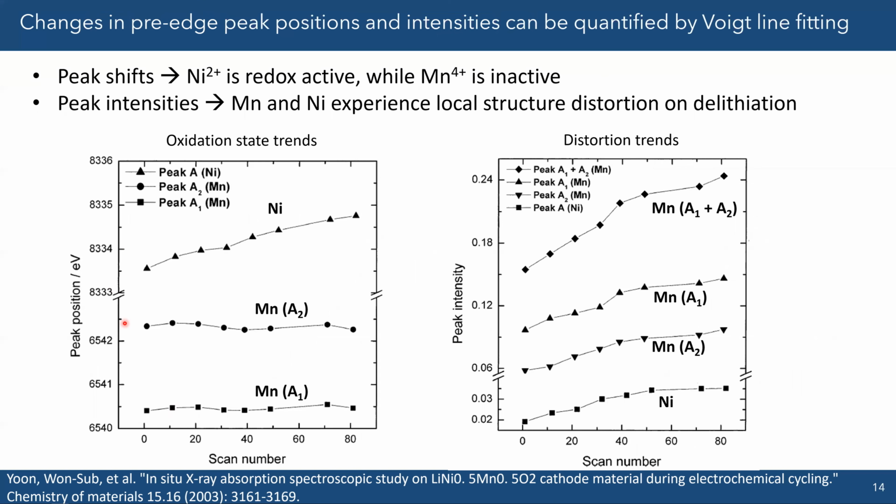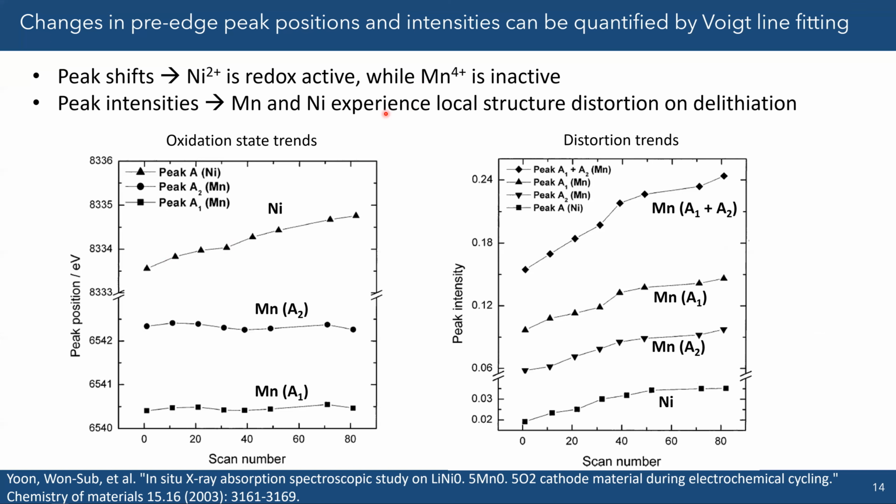You can see in this left plot that they plot, as a function of charge, how the peak position of the pre-edge changes. We can see here that only the nickel peak position increases on charge. The manganese stays pretty much the same in terms of peak position. What this means is that in this nickel manganese material, you only have nickel redox, while your manganese 4+ ions are redox inactive. That's pretty useful information about your battery material.